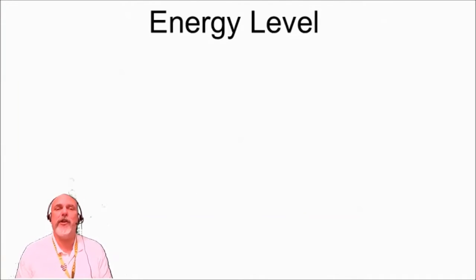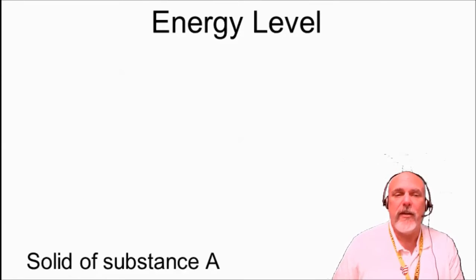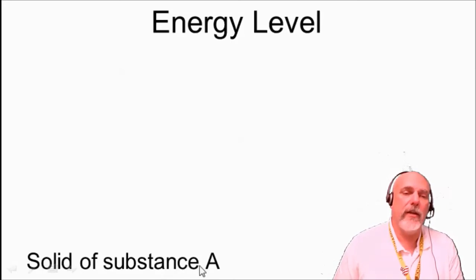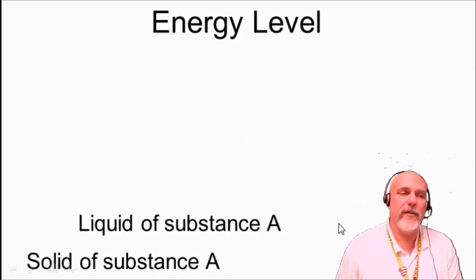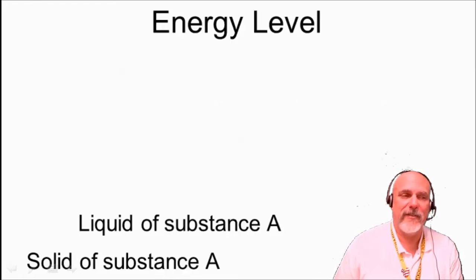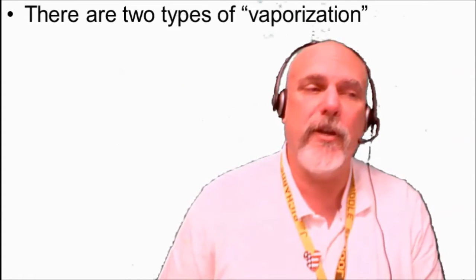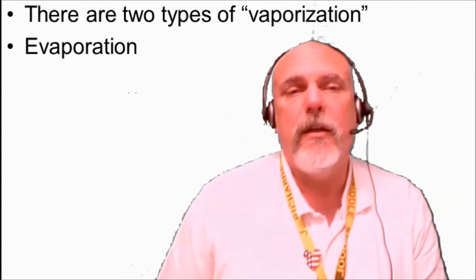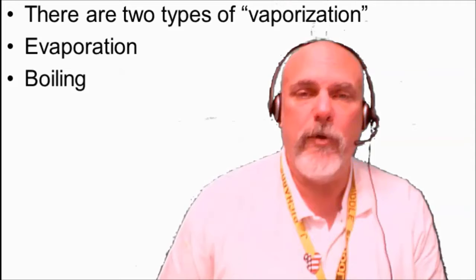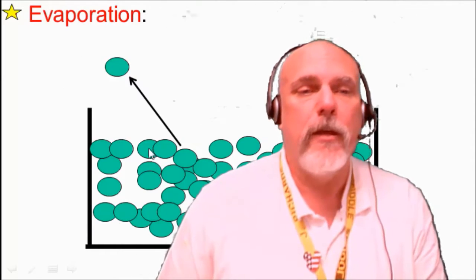And when we always think about phase changes, we want to think about energy levels. If we have a solid substance, let's say solid iron, the energy level for solid iron is lower than the energy level for liquid iron, which in turn would be lower than the energy level in iron as a gas. There are two types of vaporization. This is where it could get a little bit confusing. The first type that we're going to talk about is evaporation, and then we're going to follow that up with a short discussion of boiling.